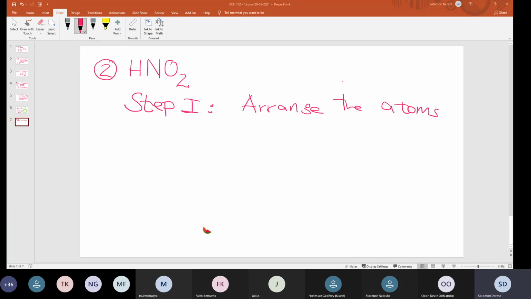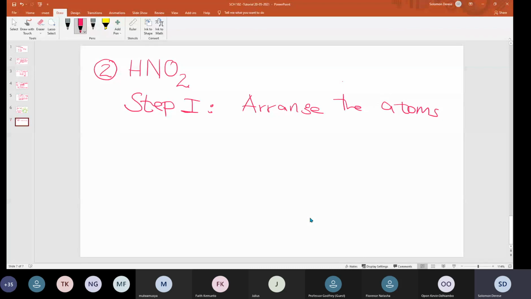Now, when you are arranging the atoms in this particular molecule, which one should be outside? All hydrogens and oxygens should be outside. Why? Because nitrogen is less electronegative than others. You know me, I can see I have taught you very well. I'm feeling proud. So hydrogen should be on the outside, no doubt about it.